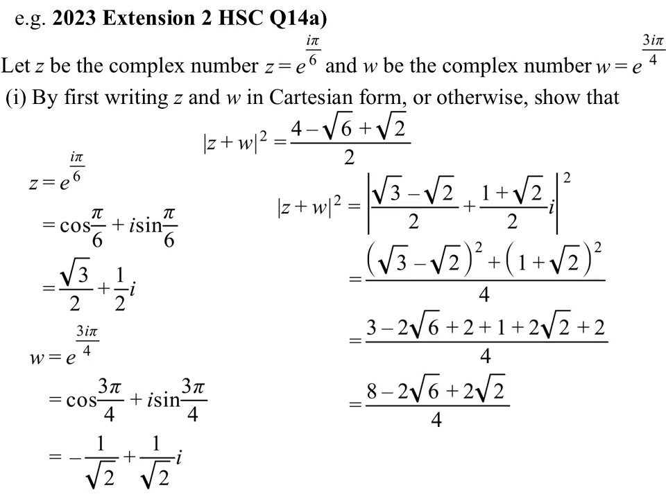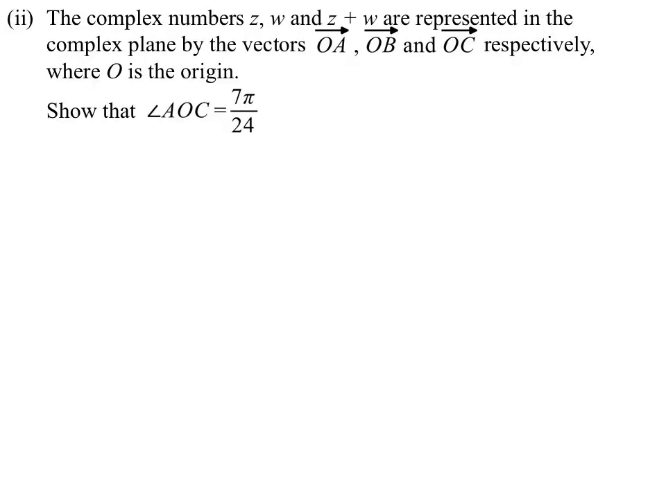Actually, there's still some cancelling there that can happen. Yes, 2 goes in everything. There's what we were looking for. So 4 minus root 6 plus root 2 over 2. Okay, so that was the first part.